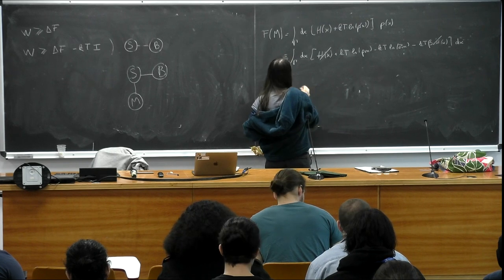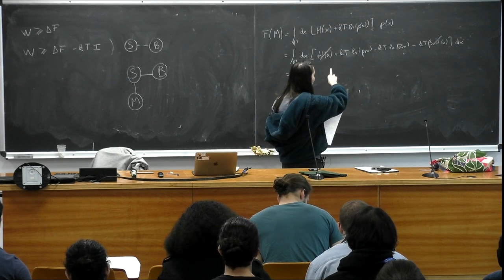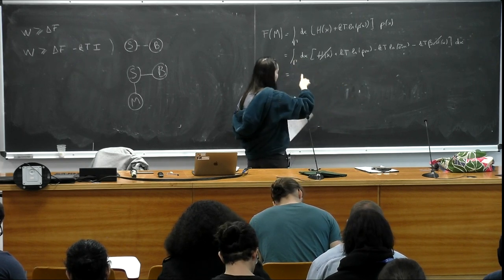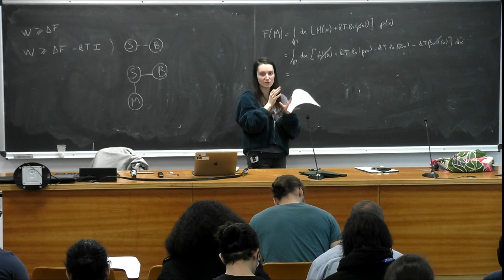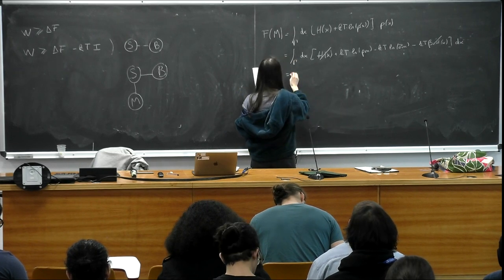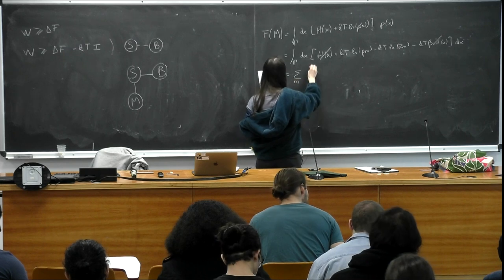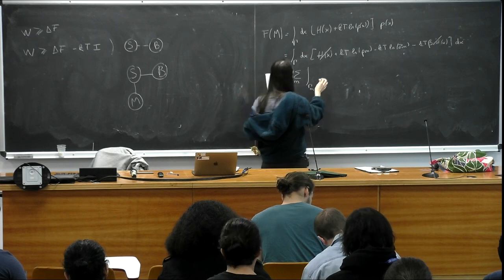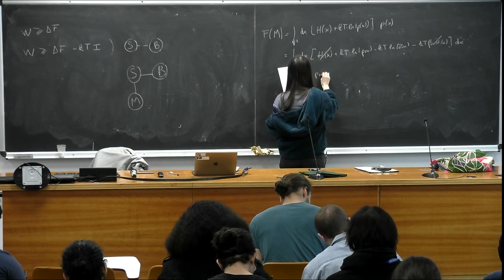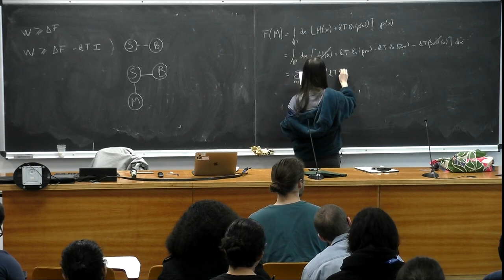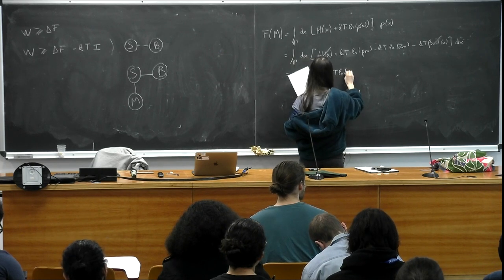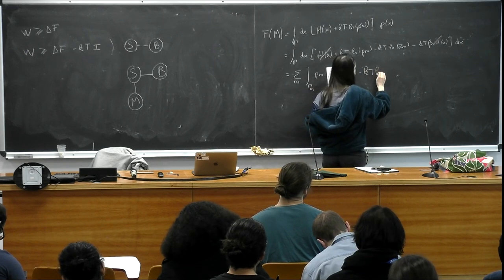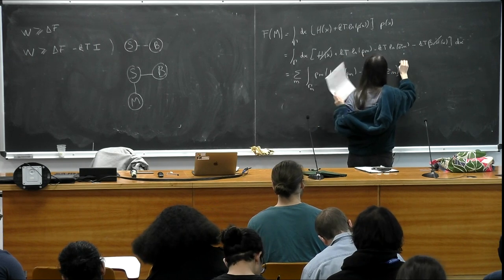And then here you see that I will not have anything that depends on X anymore. So I can split the full phase space into the phase space region associated to each of the informational states. Then I will have a sum over all the informational states, integrating over only the region associated to this specific informational state of PM, kT ln of PM, minus kT ln of Zm.